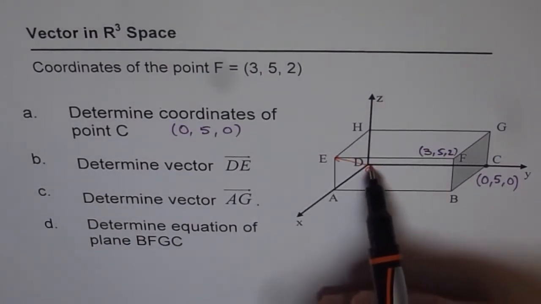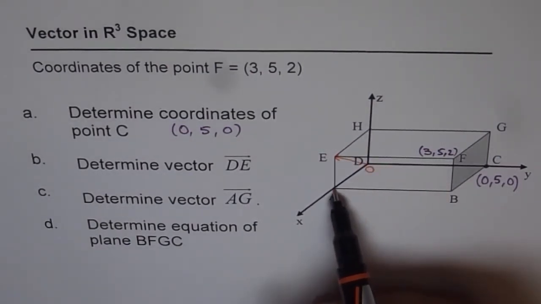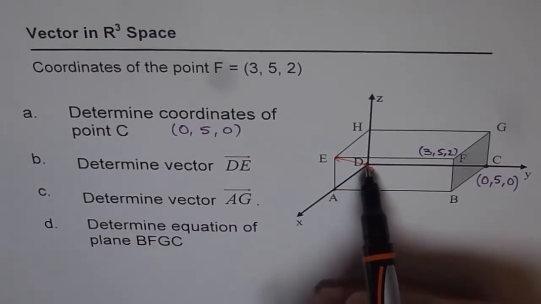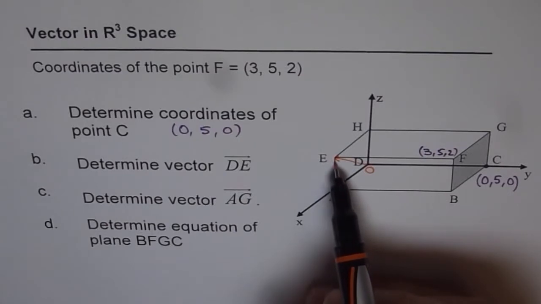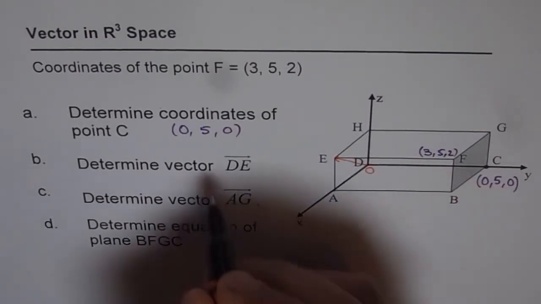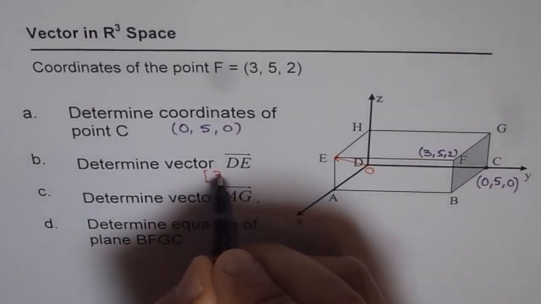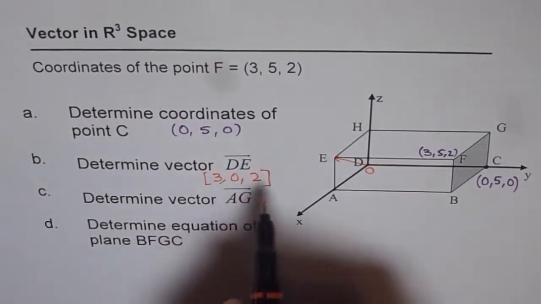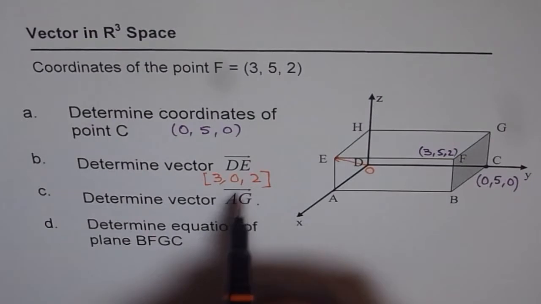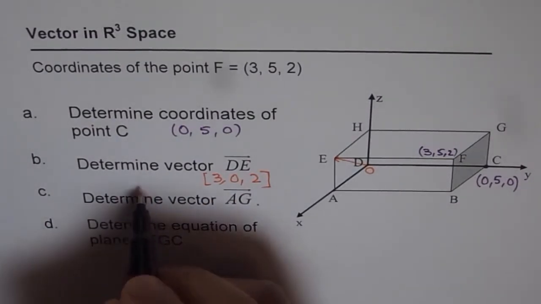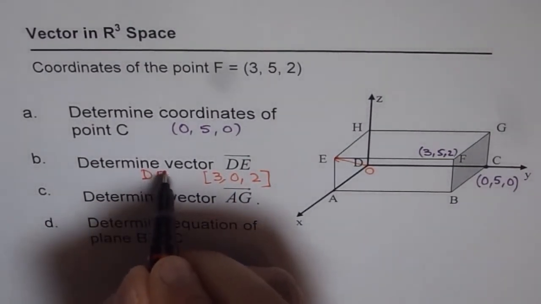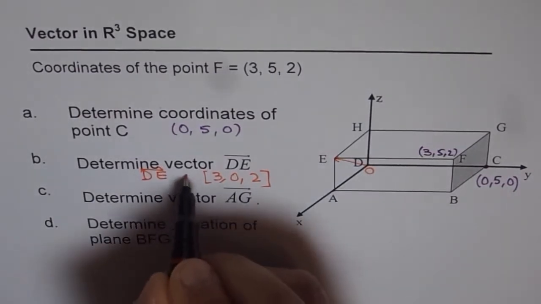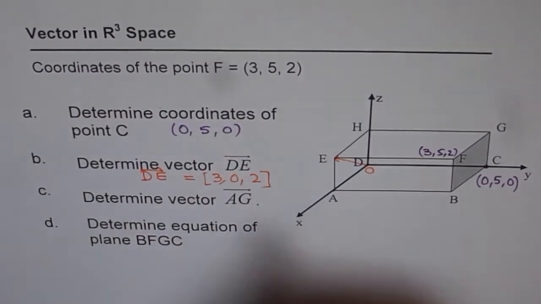We have to go 3 units along x, right, to reach A, and then don't move along y, that is 0. So it is 3, 0, and then 2. So that is the position, right? So we can write this as 3, 0, and 2, right? It's good practice to use square brackets to show the vectors. Okay, so the DE vector, right, is [3, 0, 2].